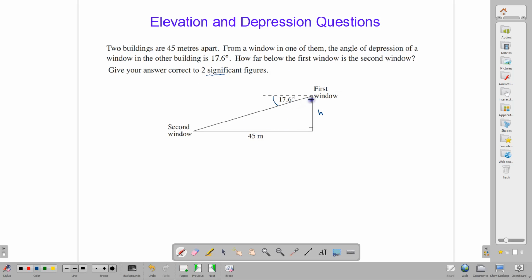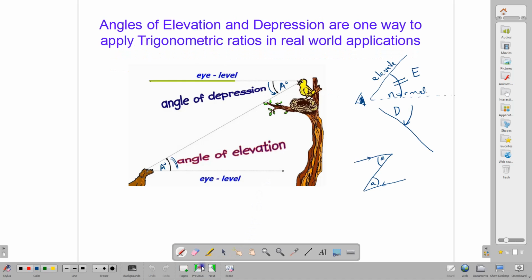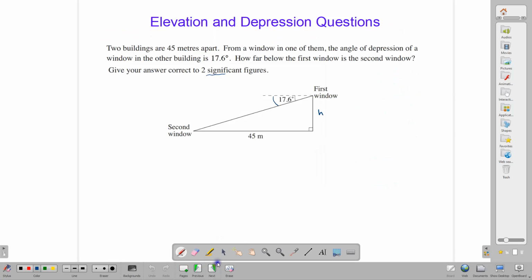So here we have a right angle triangle. And if we remember from here, then the angle of depression is equal to the angle of elevation. So we can safely put the 17.6 degree here and use it in this triangle. So what we want to do is to find the height here. We have this side, which is the opposite side. It's right across from the angle. And the other side here is the adjacent side.